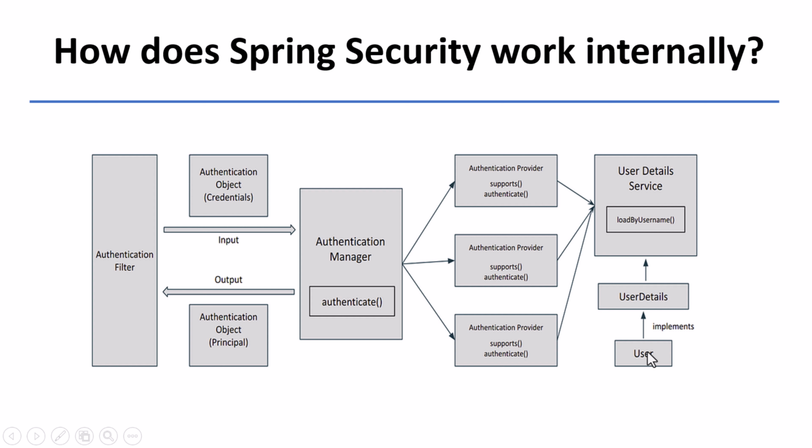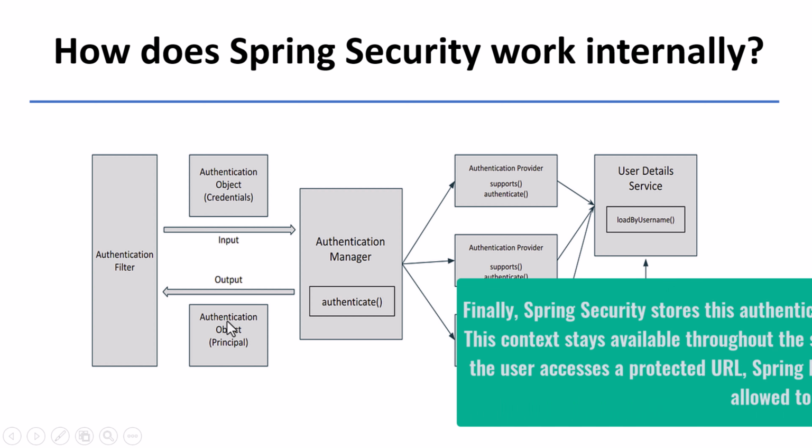If the password matches and everything checks out, the provider creates a new authentication object, this time filled with authenticated user details, also called the principal. This authenticated object is then returned all the way back to the authentication filter. Spring Security now knows, yes, this user is verified.